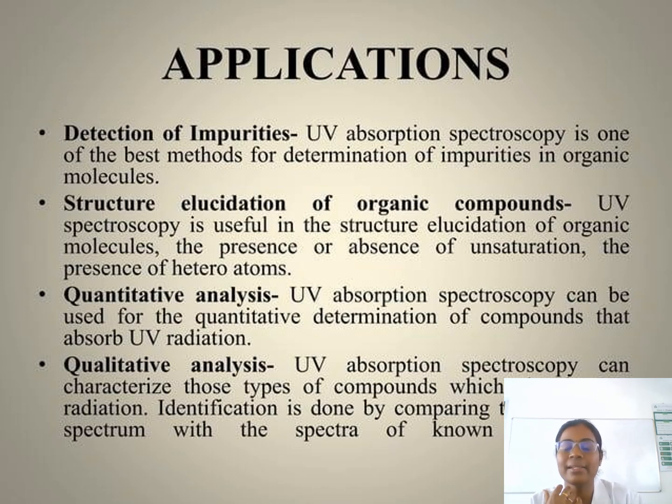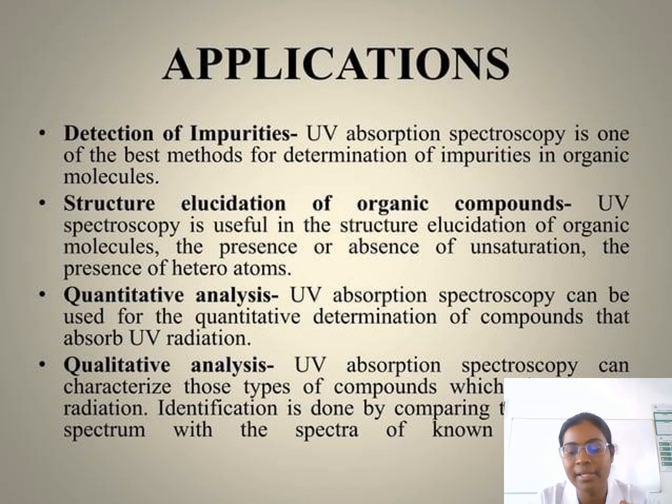And third use is quantitative analysis. What does quantitative analysis mean? UV absorption spectroscopy can be used for the quantitative determination of compounds that absorb UV radiation. What are the compounds that absorb the UV radiation? That is a quantitative analysis.